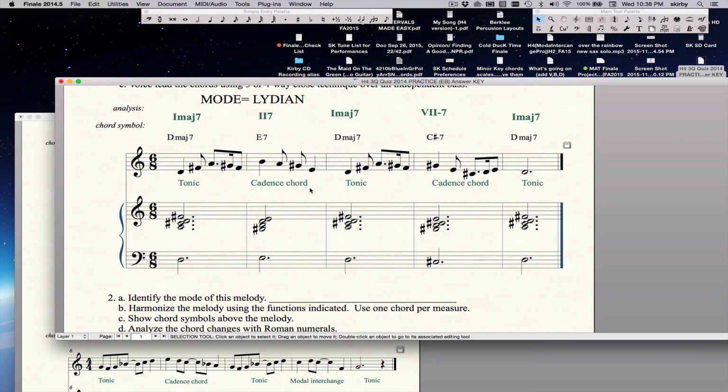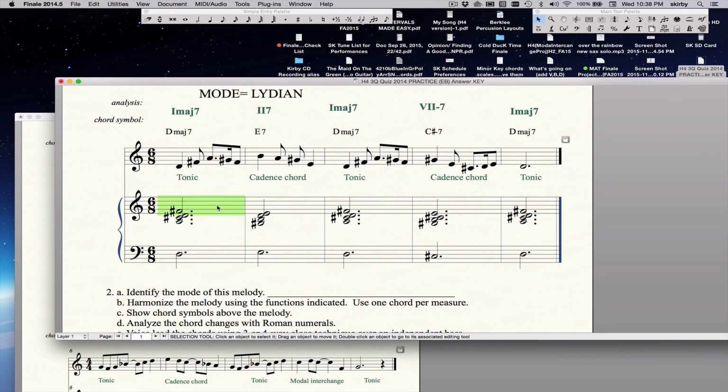But what's definitely important to remember is that we don't use any diminished chords in modal music, and we have to be careful about the use of dominant 7th chords and make sure that they don't go down a 5th. So this is what it sounds like.